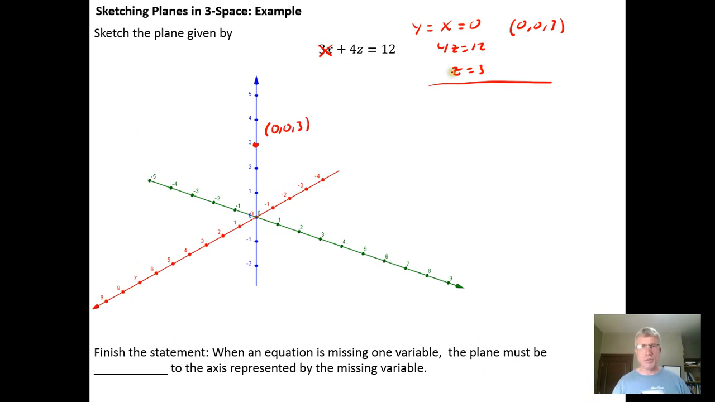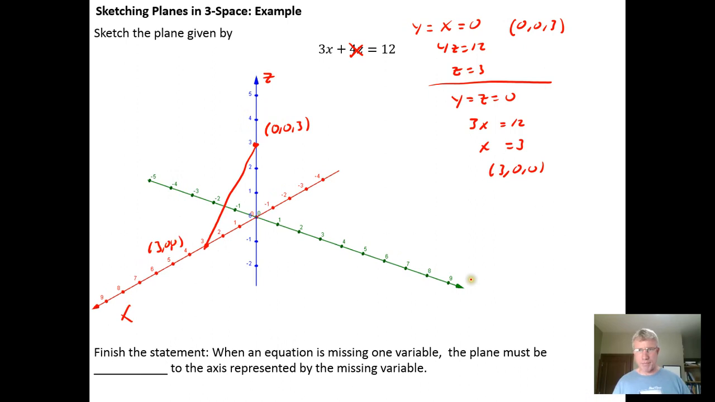And then similarly we'll let y equals z equals 0, and if we do that, this will zero out this term and leave us with 3x equals 12, so x will be equal to 4. So we get the ordered triple 4, 0, 0, which is right here, and then that gives us a trace of the plane in the xz plane.